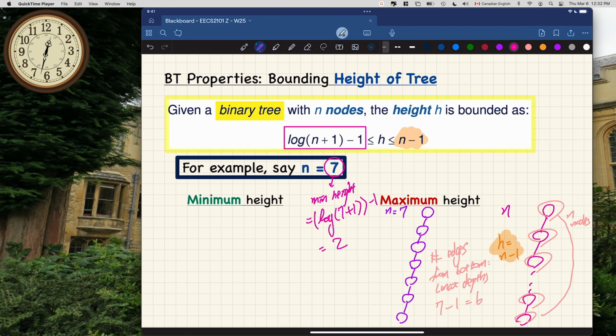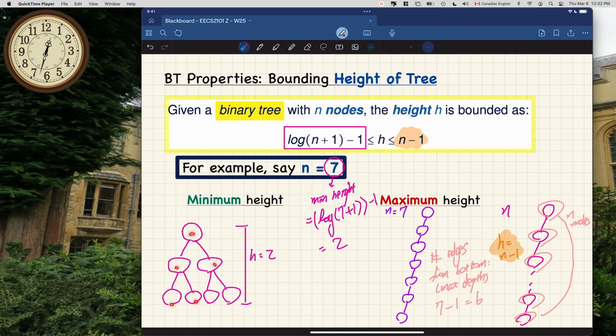If I draw that accordingly, 1 and then 2. That's how I start with. And then I would simply go for here, here. I'll just make it completely full. Right? So this one here, I got the heights be equal to 2. How many nodes do I have? 1, 2, 3, 4, 5, 6, 7. Right? So formula works. Sometimes it may not be perfect number, of course. So that's why we got some inequality here, right? Okay.